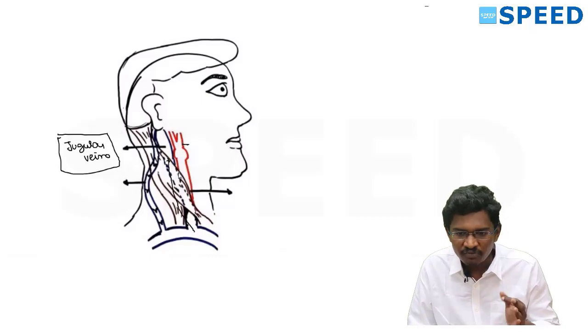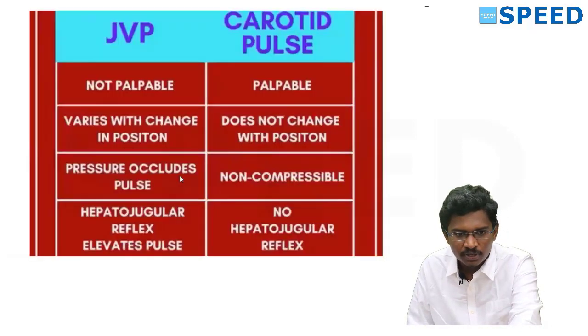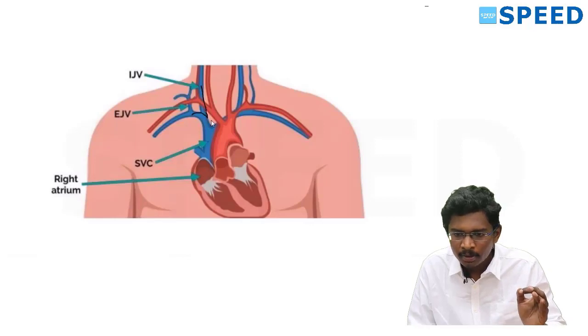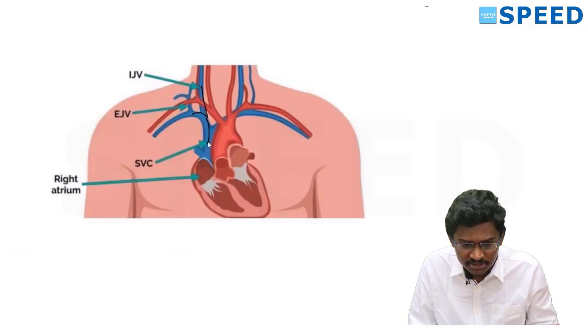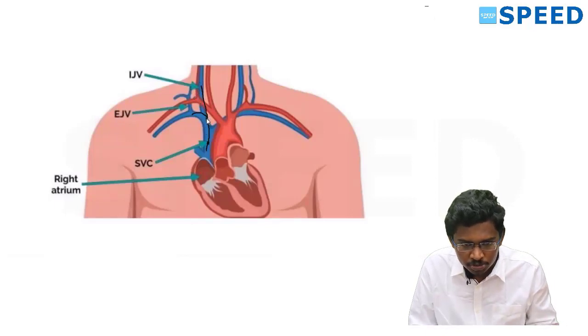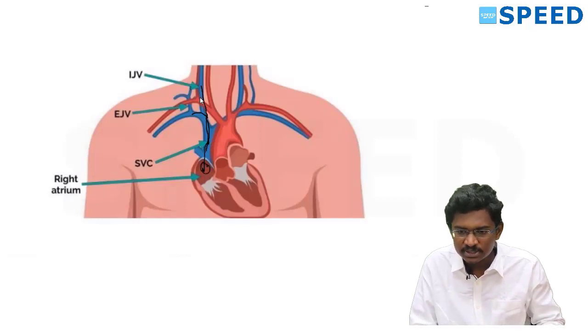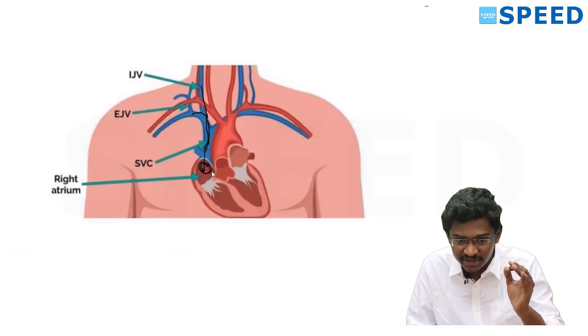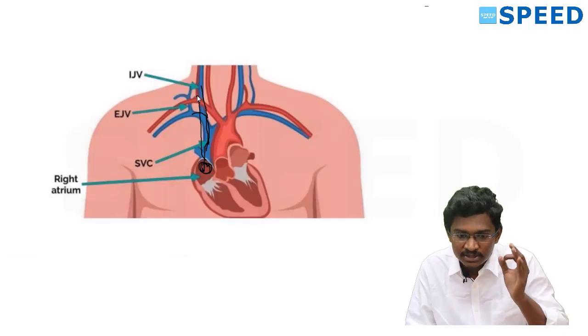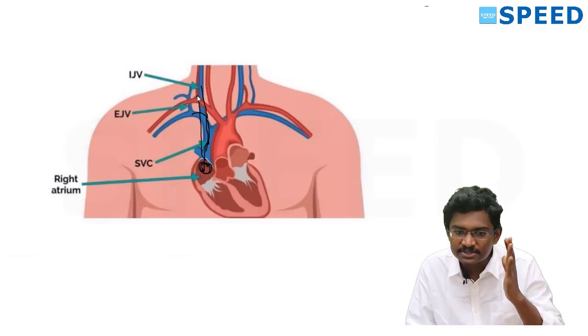There are two jugular veins, internal as well as external. Both these jugular veins join to form the superior vena cava and drain here. The internal jugular vein and the external jugular vein both drain into the SVC, and they drain into the right atrium. So whatever pressure changes occur in the right atrium will be reflected in your neck as a pulsation. This is called jugular venous pulsation.